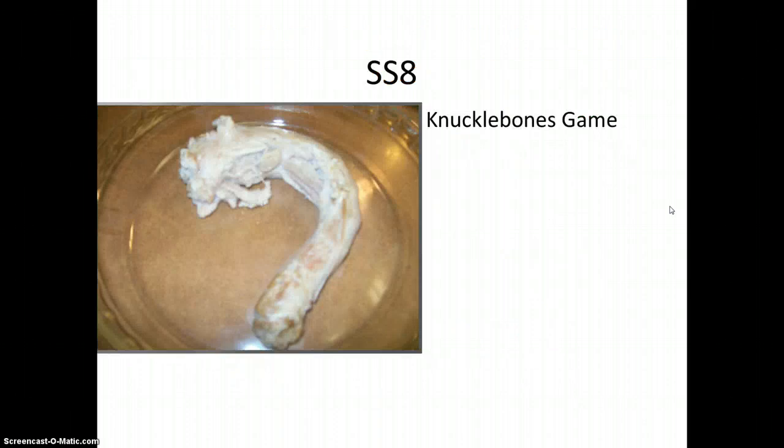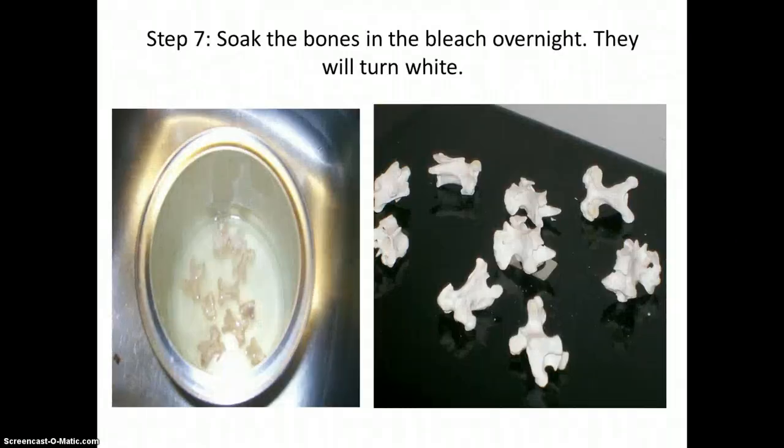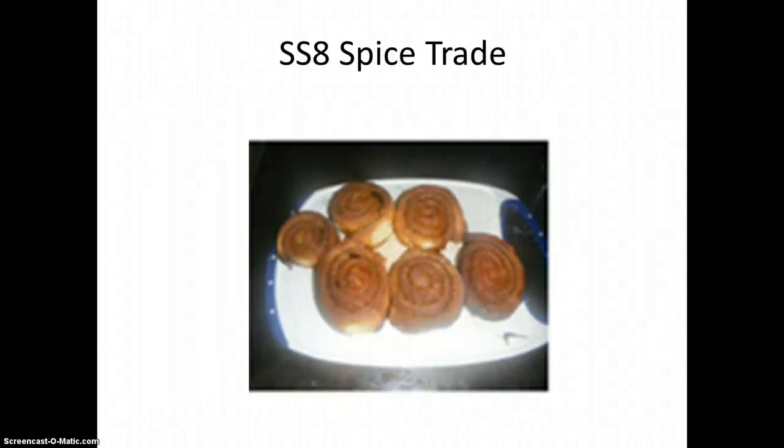In the Knuckle Bones game for Social Studies 8, you take photos and describe what you've done. That's one way to complete the project. And this student, I skipped quite a few pictures, and step 5, pull as much meat as you can, and so on. And he set the PowerPoint to advance on its own. And that's something, as you use the photojournal or PowerPoint, you can get quite good at using the different insert abilities that you find in PowerPoint.